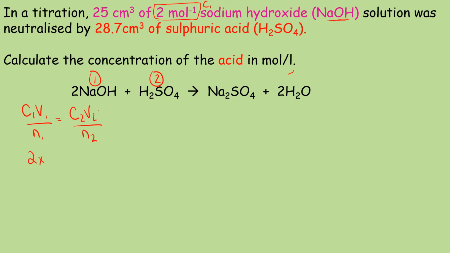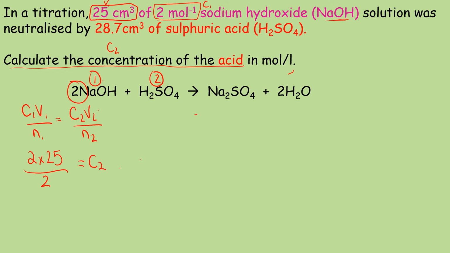Do I know the volume of the sodium hydroxide? Yes, I do. If you read the question, it's 25 centimeters cubed. So that makes that V1, so I'm going to replace the V1 with a 25. N1: now here's our first example of one where there is actually a number in the balanced equation. That is 2. On the right hand side, C2 V2 over N2. Calculate the concentration of the acid. Do I know the concentration of the acid? No, I do not. So C2 is my question, and therefore I'll write down C2 again.